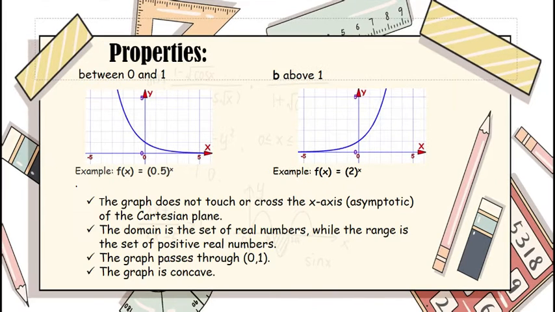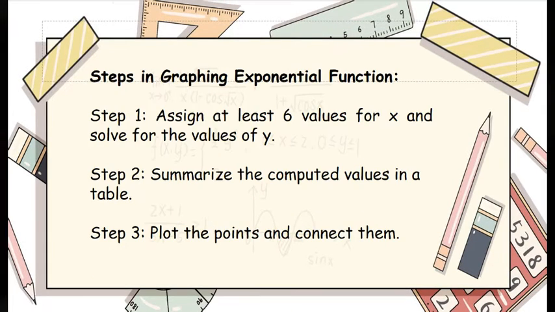Moreover, the graph does not touch or cross the x-axis, which is asymptotic of the Cartesian plane. The domain, the x coordinates, is the set of real numbers, while the range of y coordinates is the set of positive real numbers. The graph passes through 0 and 1. The graph is concave.